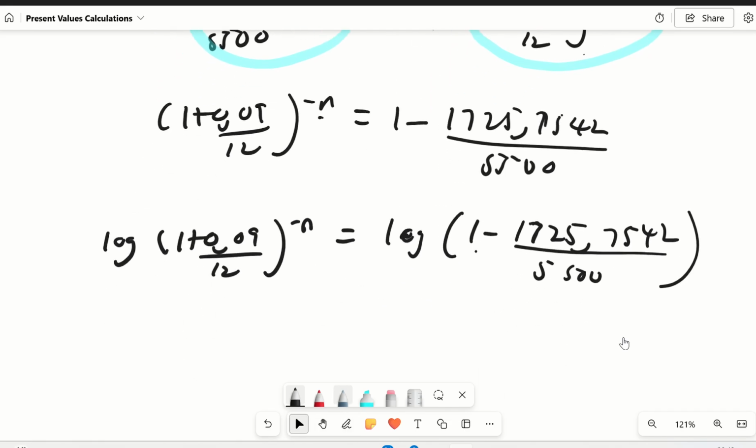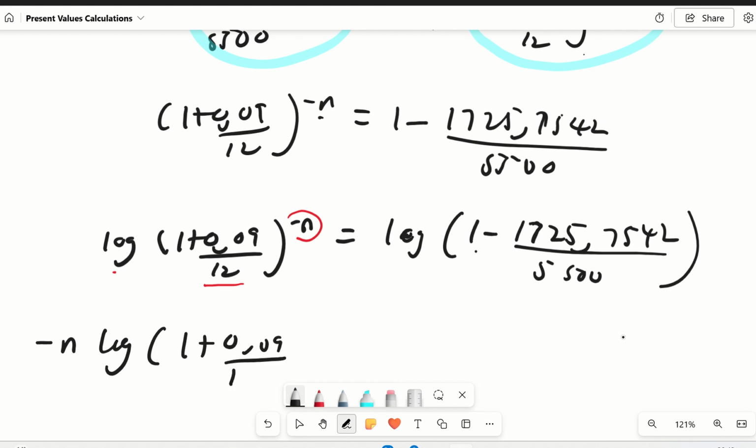After that, the law of logs says that if you take the log of an exponent, you can take the exponent in front like that. So if you have minus n there, are we all happy with me putting the minus n in front?